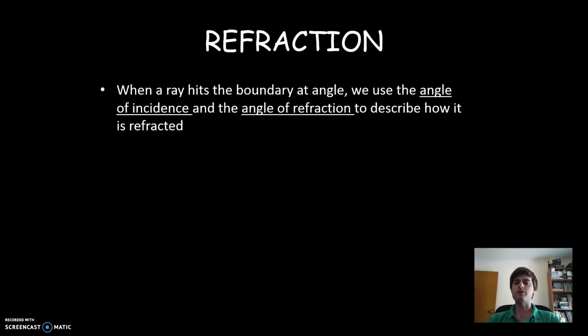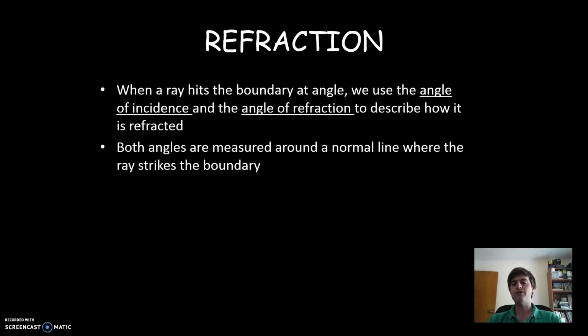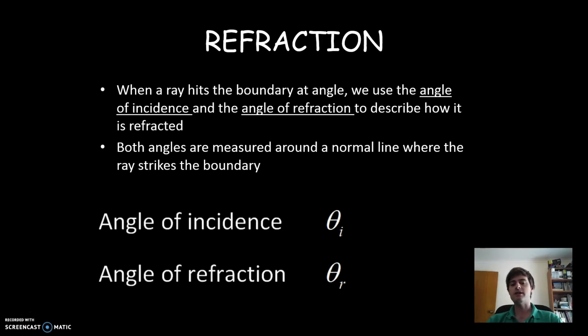If the light is hitting the boundary at an angle, then we need to describe exactly what angles it's hitting at and what angles it's passing through at. So we need these two concepts, the angle of incidence and the angle of refraction, to describe how the light bends. Now we're going to measure both of those angles around a normal line. So a normal line is like a little 90-degree dotted line at the point where the light ray hits the boundary between the two different materials. And for angle of incidence and angle of refraction, we use the symbol theta, which we always use for angles in maths or physics. We use a lowercase i to represent the angle of incidence and a lowercase r to represent the angle of refraction.